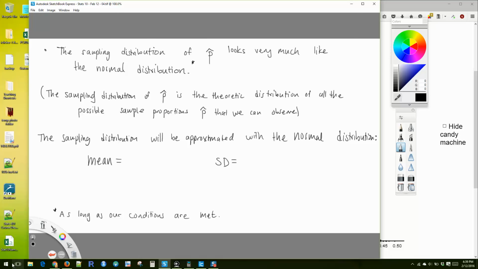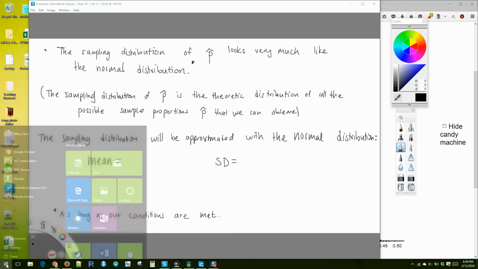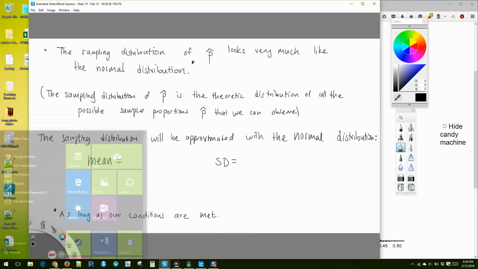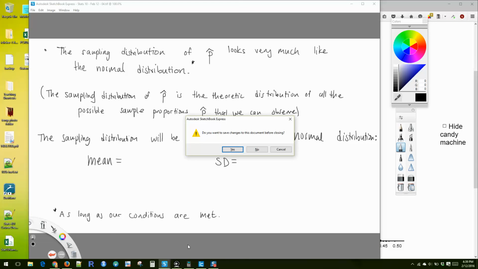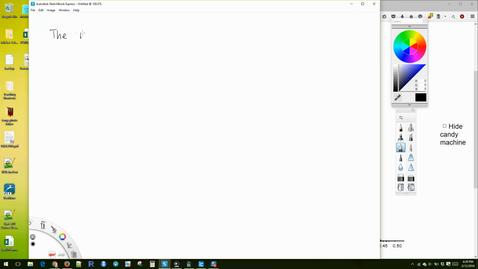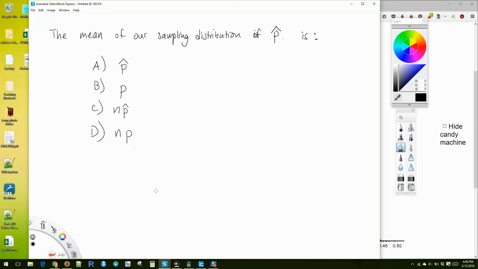Maybe I'll put a clicker question here. So the mean of our sampling distribution of p hat is: A, B, C, D. Your choices are p hat, p, n times p hat, and n times p. Let me fire this up.